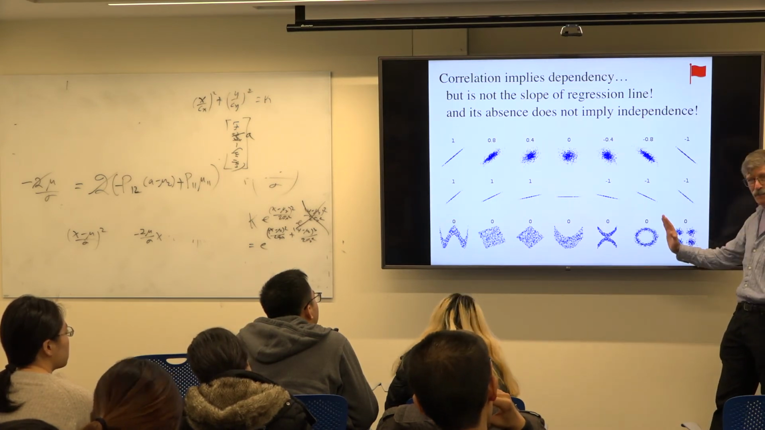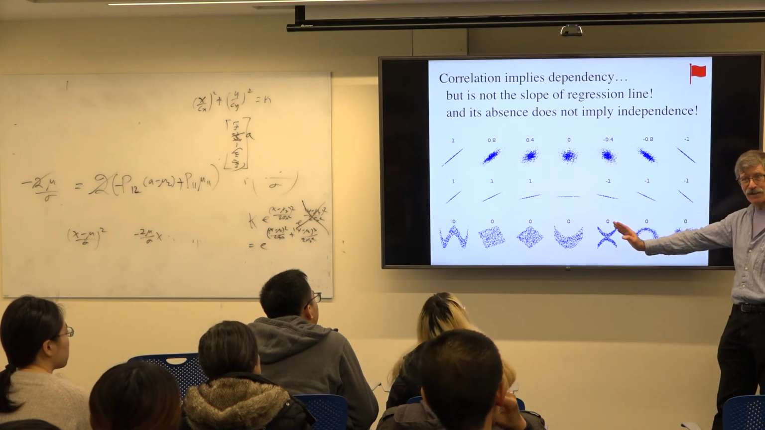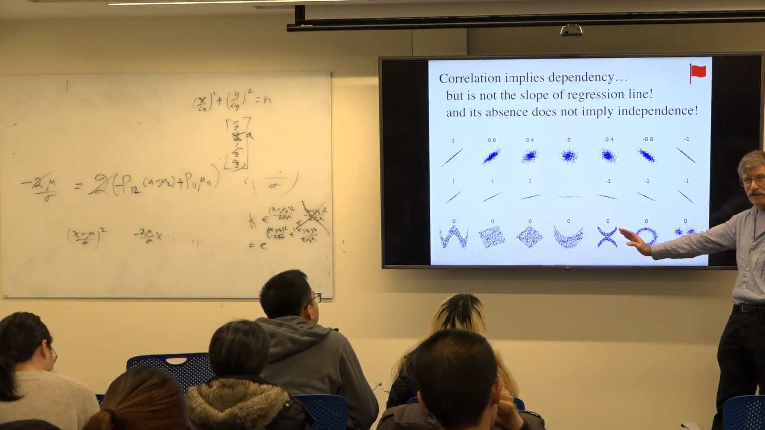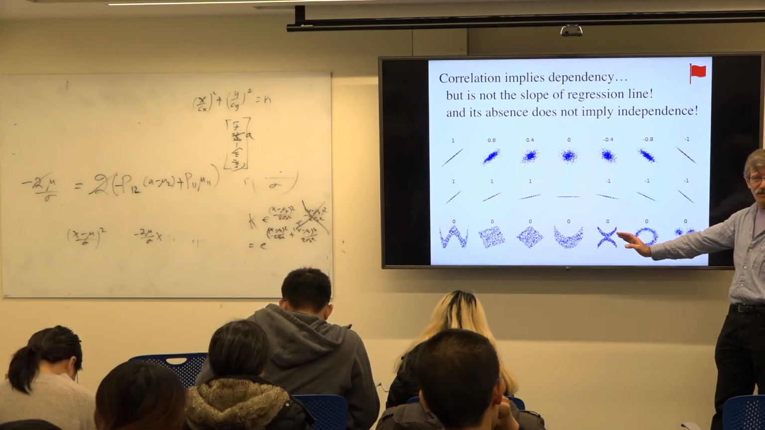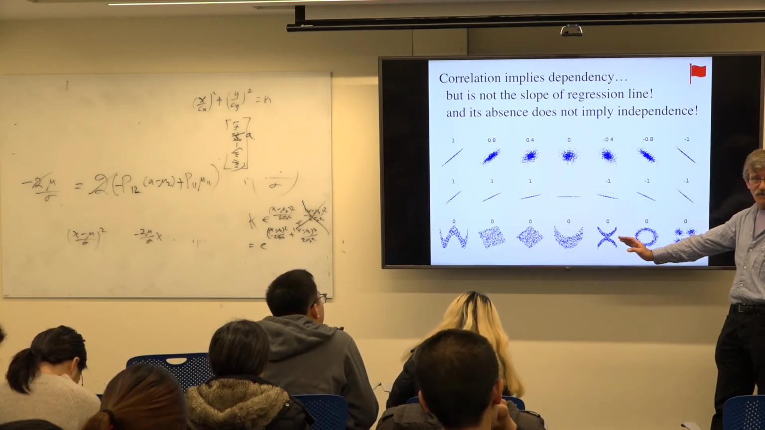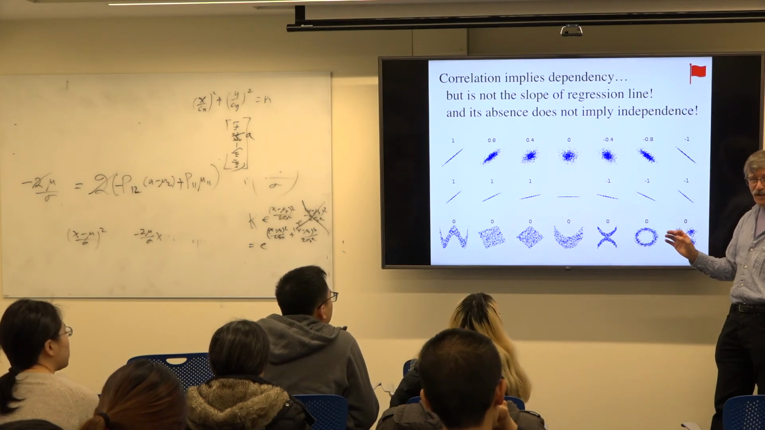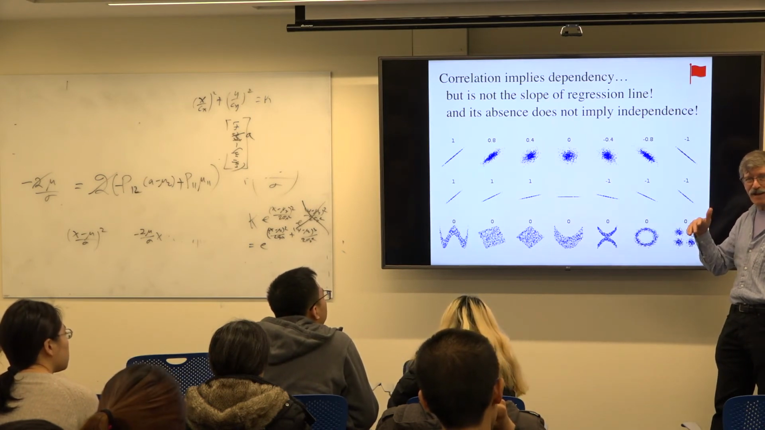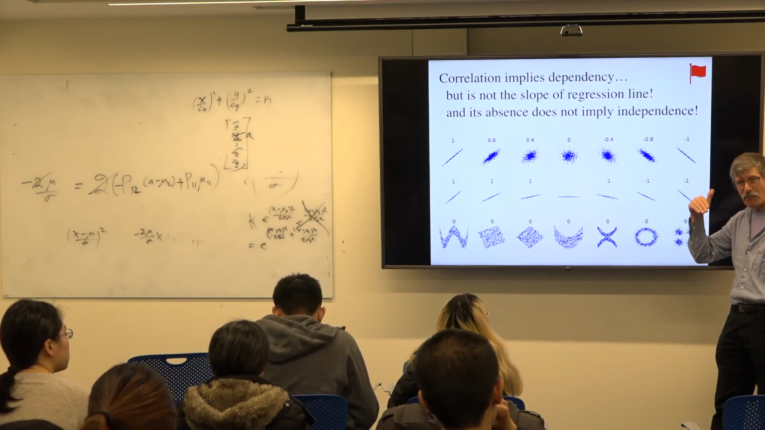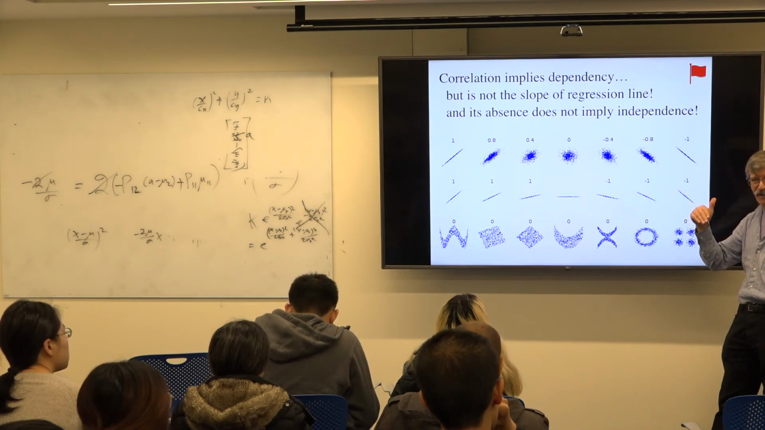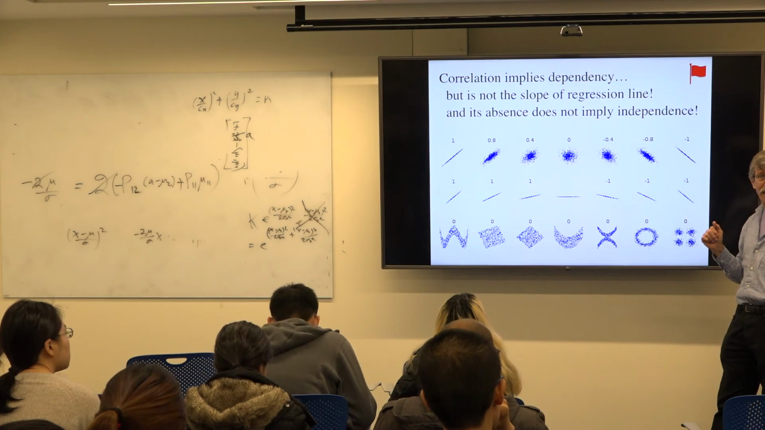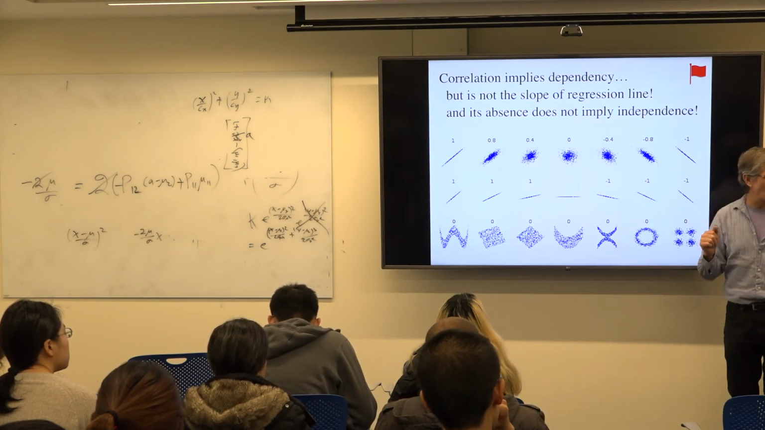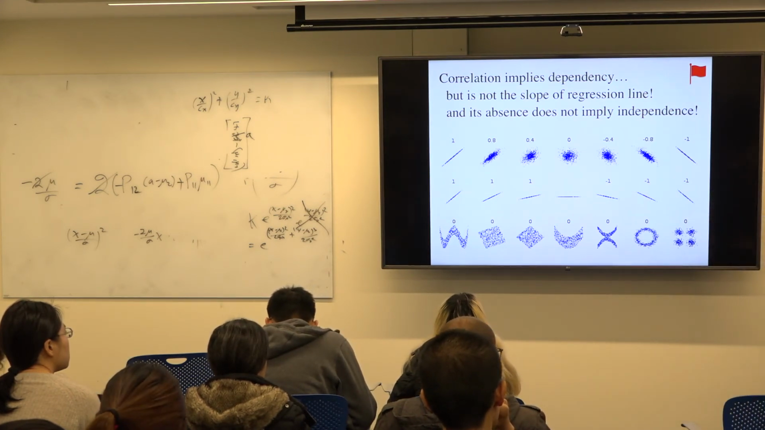This one looks like it may be a product. But all the other ones clearly are not p of x times p of y. But they all have a covariance or a correlation coefficient of 0. So correlation is really about how spread out they are around a straight line. It's a particular model about how two variables go together. A straight line through the data is what correlation tells you about. It does not necessarily tell you independence.